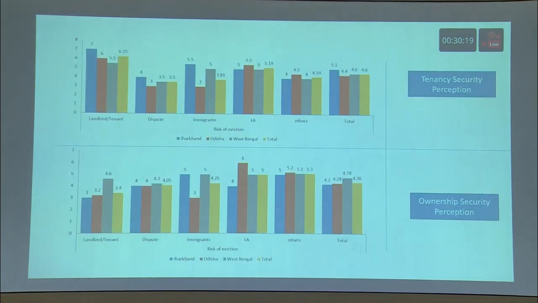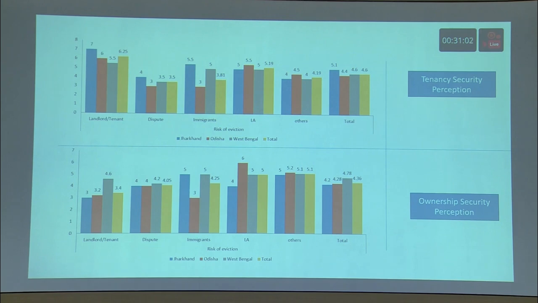And this is especially on the responses about tenancy insecurities: how do tenants perceive tenancy insecurities, and how do landowners perceive them? Risk perception related to landlord or tenant is relatively higher than other perceived risks. Dispute over land is also there, but compared to people's perception about the leasing in and leasing out process between them, these two parties have the highest insecurity with each other. This is a very important part.